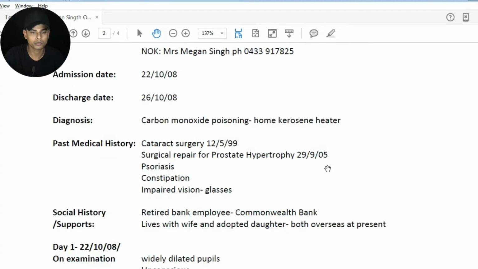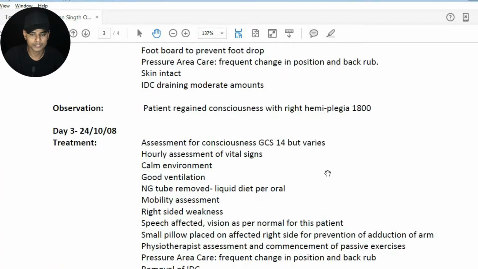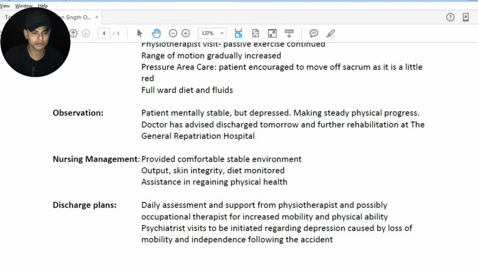It's an interesting one. Usually for the exam you may get letters like this. It's quite a lengthy one. Look at this, you have almost 3 pages of details here. So let's go to the letter.